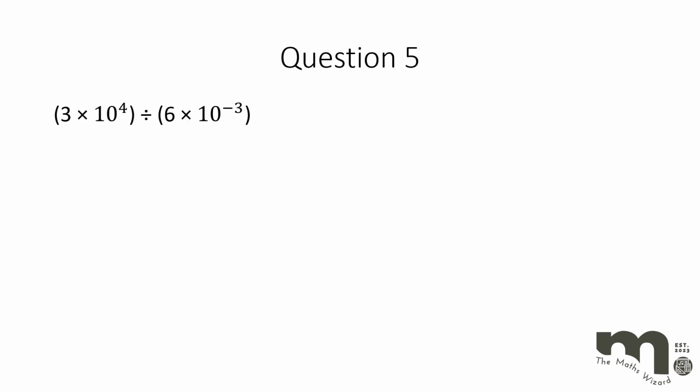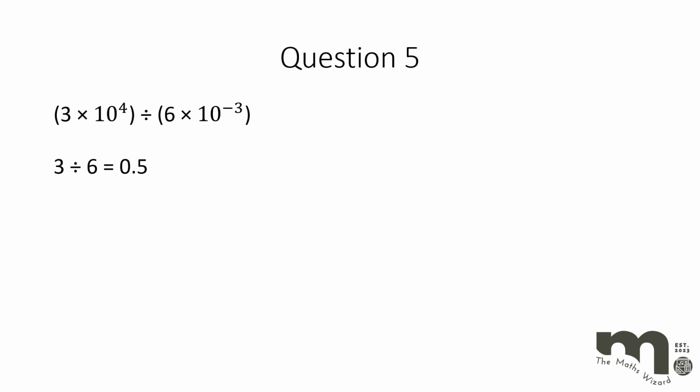So final example then, so pause your video, have a go at this one. Okay, let's take a look then. So first of all, if we do 3 divided by 6, we get 0.5. And always remember, when you do a smaller number divided by a larger number, you will always get an answer that's less than 1. Hence why we get 0.5 here.